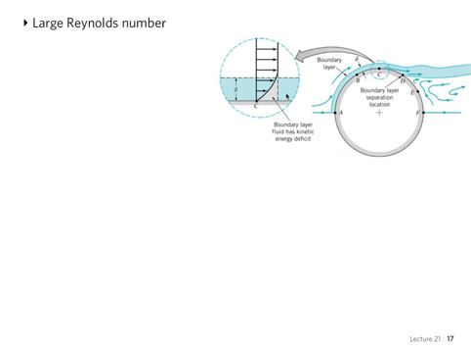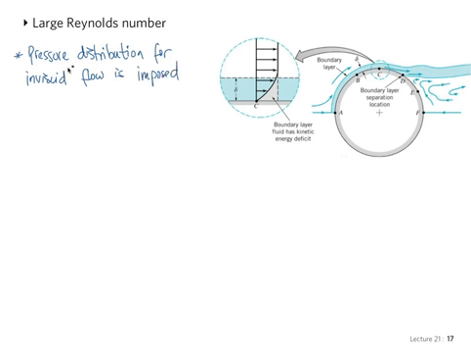That's the idea that I wanted to propose to you. So the first ingredient in this picture is that the pressure distribution that we just discussed previously for an inviscid flow is imposed on the viscous flow inside the boundary layer.